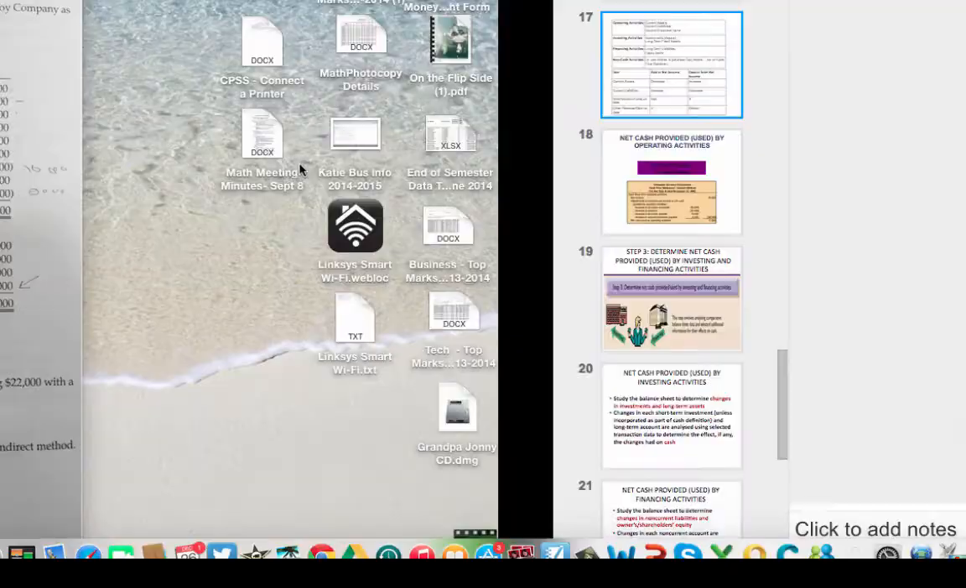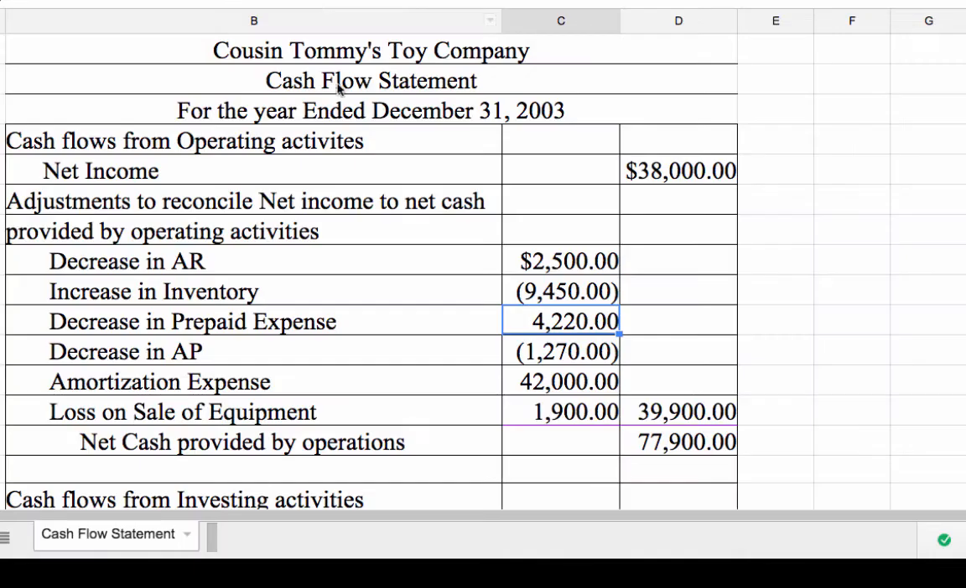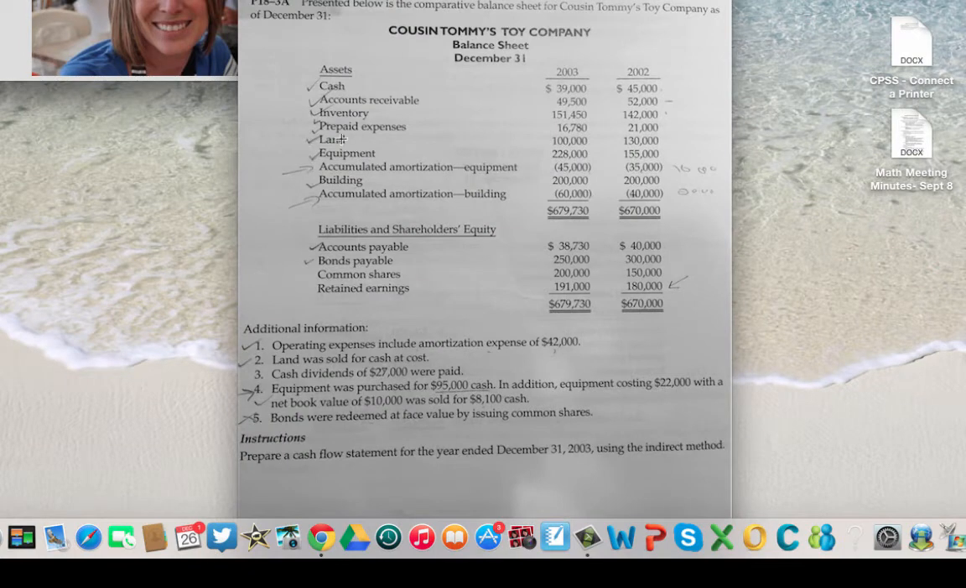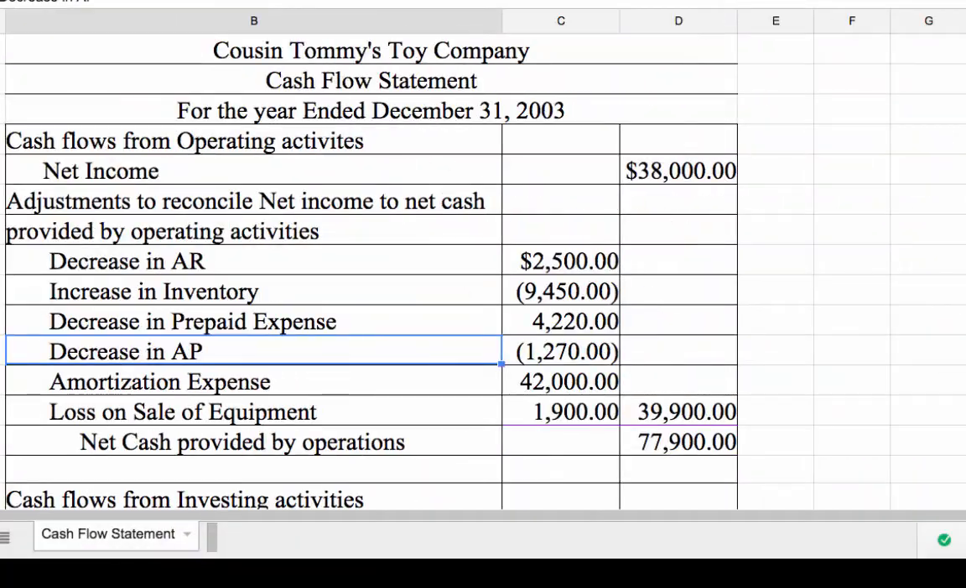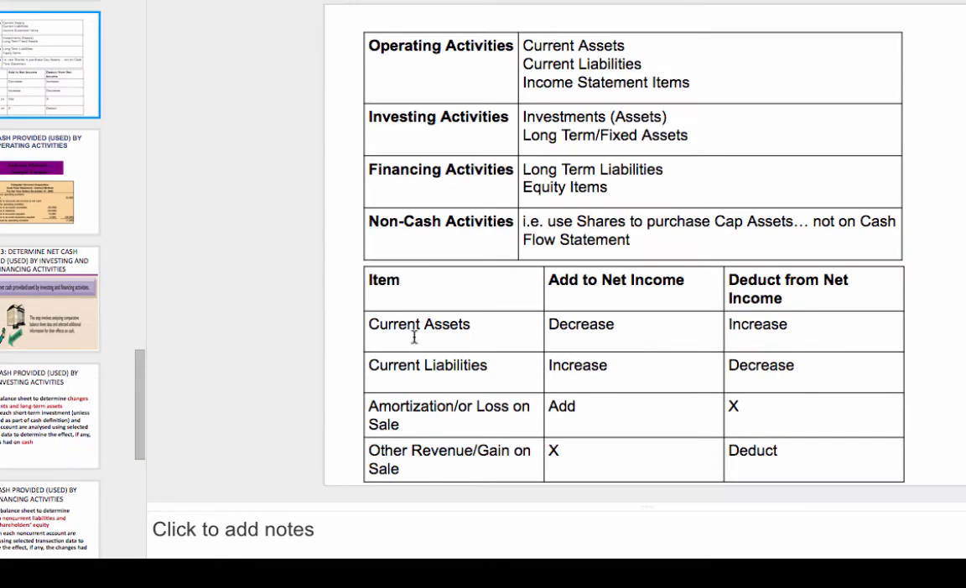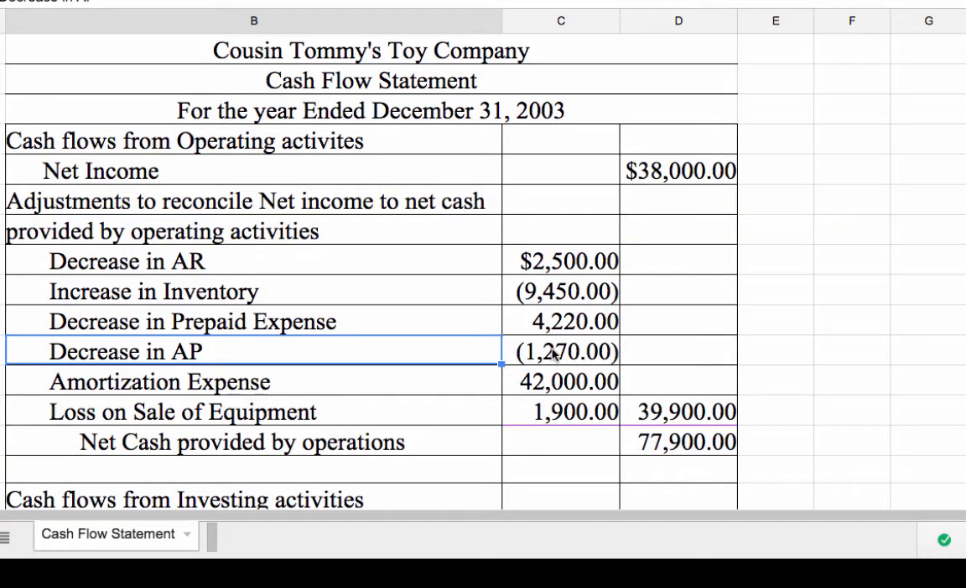And then the next thing we're going to look at is our accounts payable. Because we're done our current assets, we're going to look at our current liabilities. So current liabilities, here they are. Accounts payable went down. So you remember when a current liability goes down, look at our cheat sheet. It went down, so you're going to subtract it from net income. We're going to subtract it from our net income.